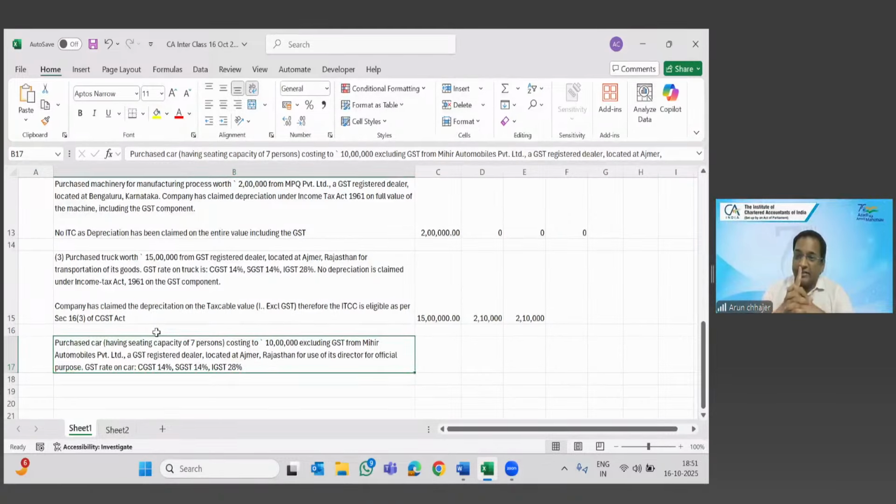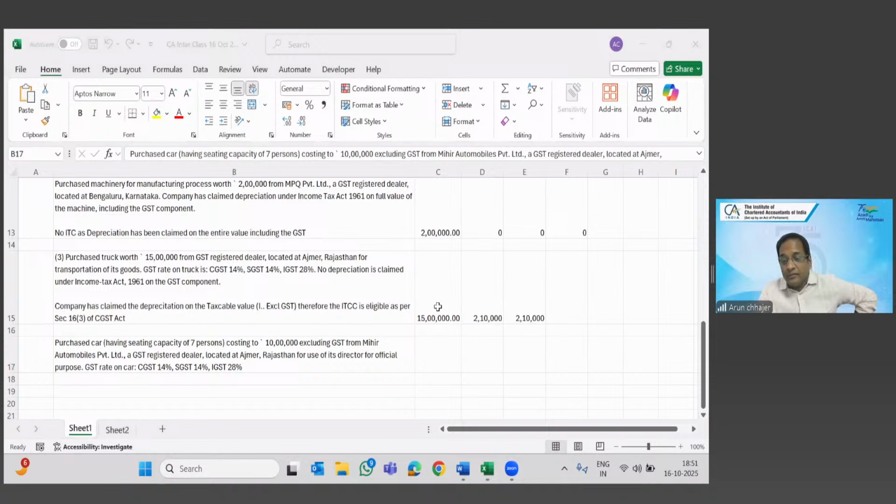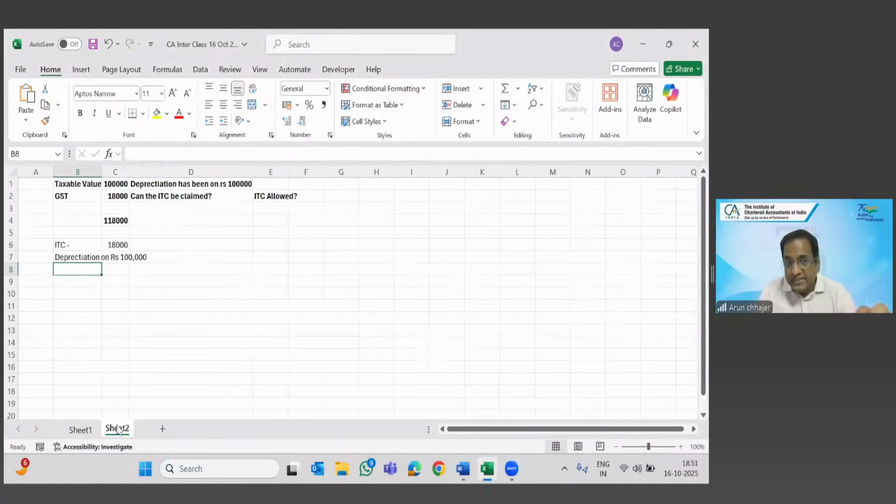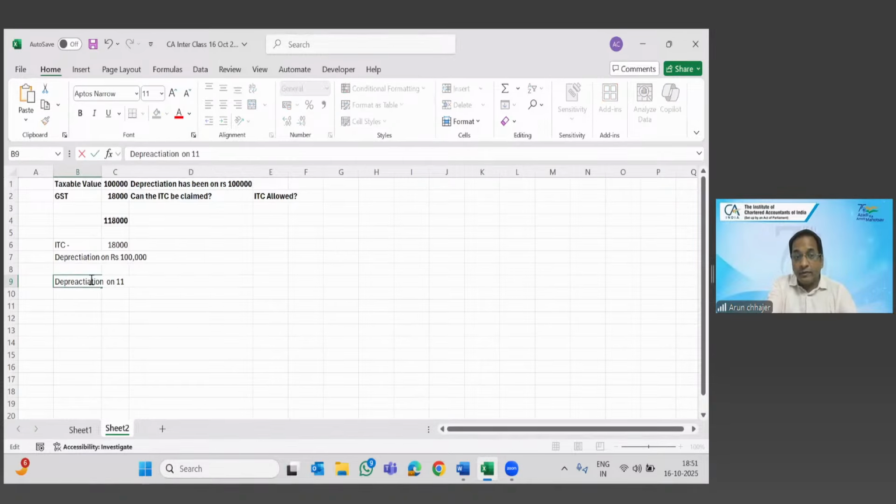Absolutely correct, Naveen. In this example, suppose my statement says that depreciation has been claimed on 1,18,000. So is it including GST or excluding GST? My answer is including GST. Then no ITC.